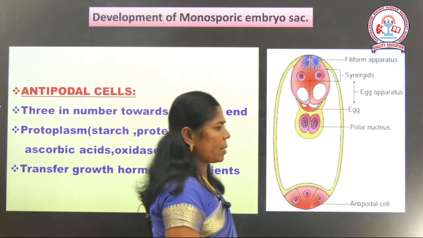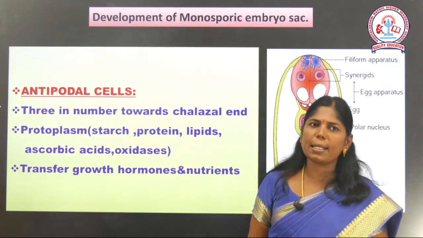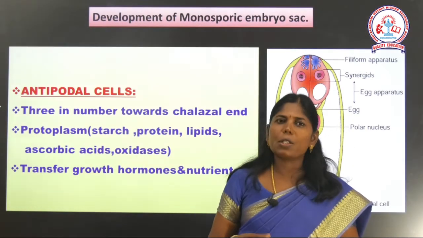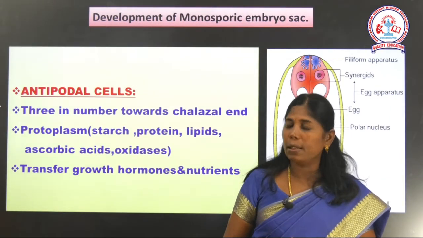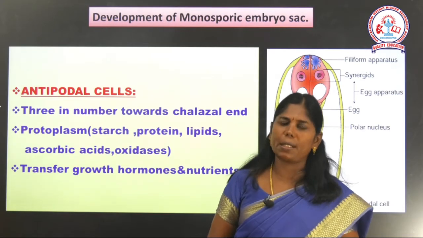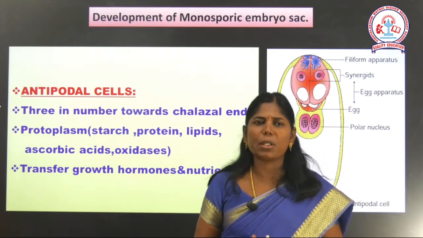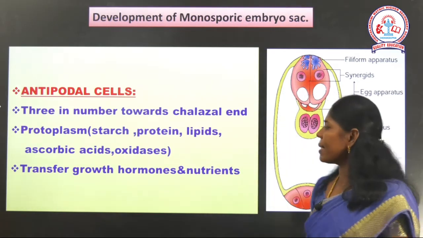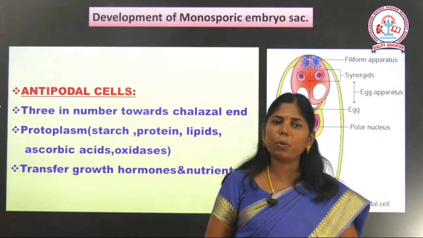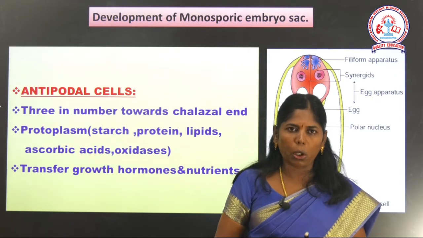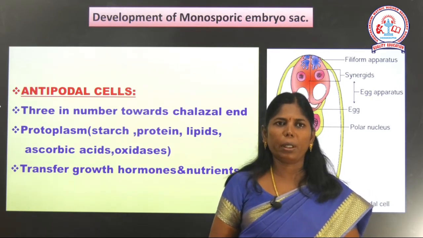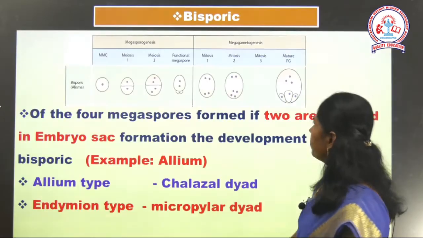And the antipodals. The antipodals are towards the chalazal end. They have protoplasm, the living substance, and starch, protein, lipids, ascorbic acid and oxidase enzymes are also present here. So what is the main function of the antipodal cells? They transfer the growth hormones and nutrients to the plant body. They absorb the growth hormones and nutrients to supply to the growing embryo sac. So that's the antipodals.